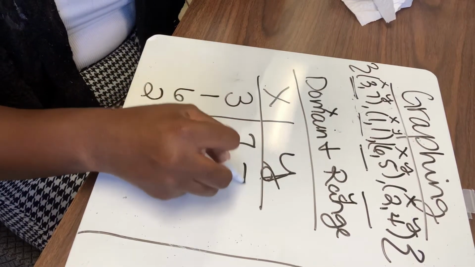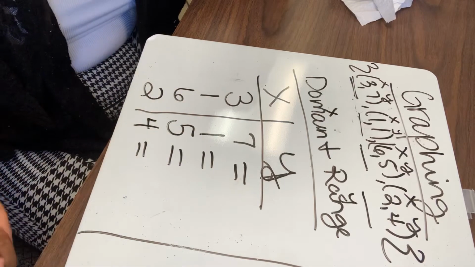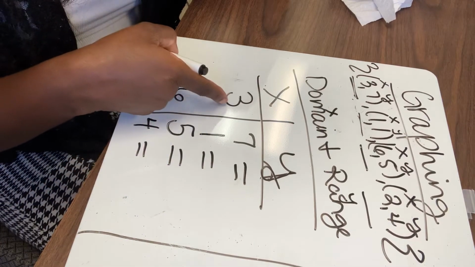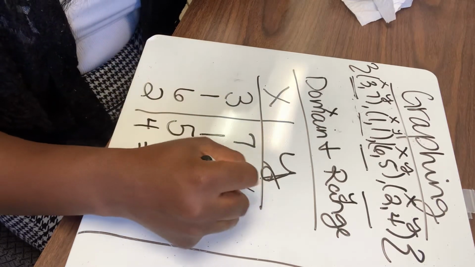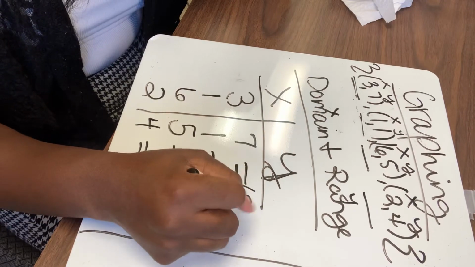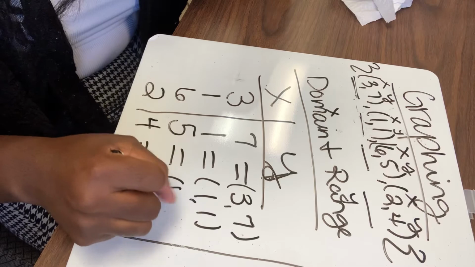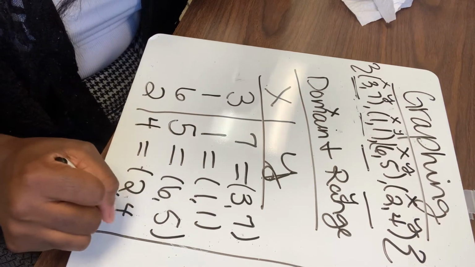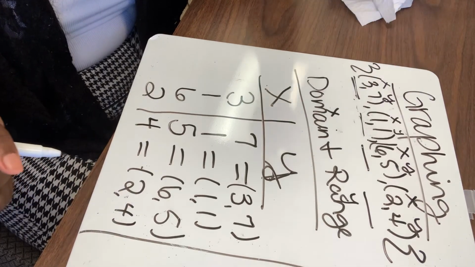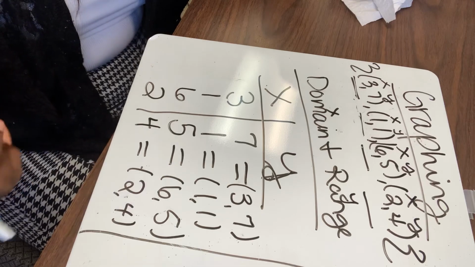Now, based off of what we see here, we can rewrite them again as an ordered pair because we know that this is x and this is y. So when we rewrite it, it's going to be the same, see right here, okay? And that's how you do domain and range and graphing numbers.